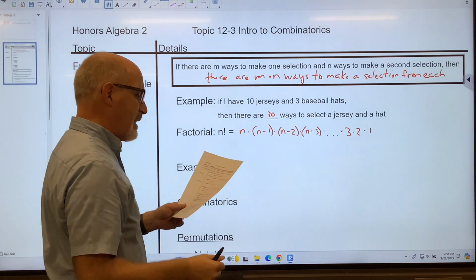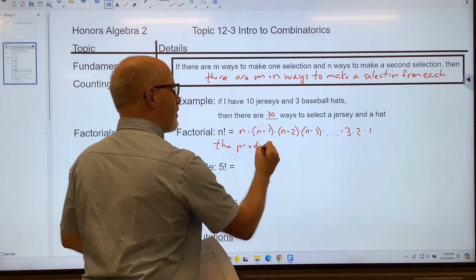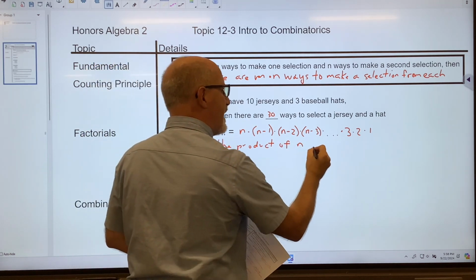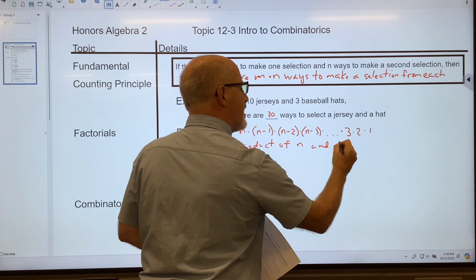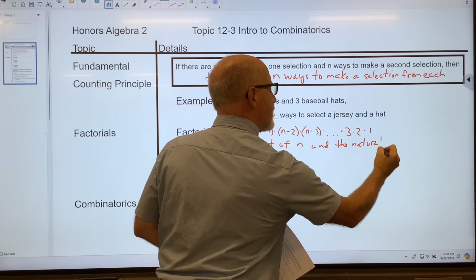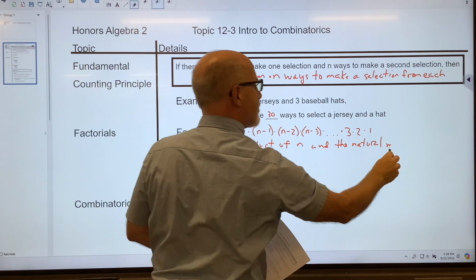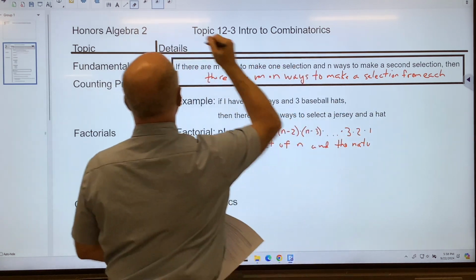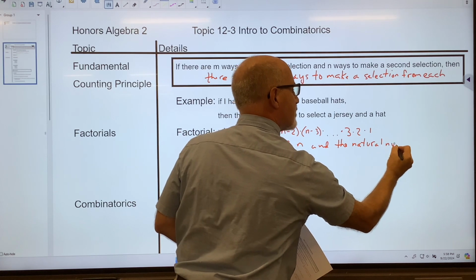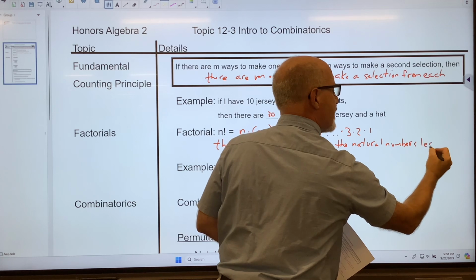So another way to state that is it's the product of n, the number we're taking the factorial of, and the natural numbers less than it.